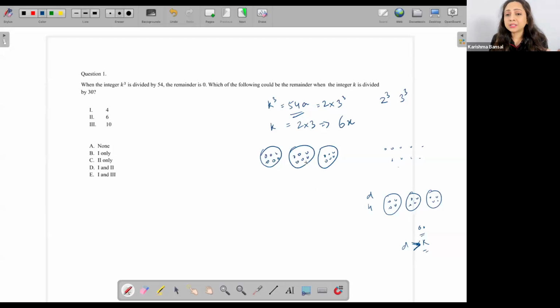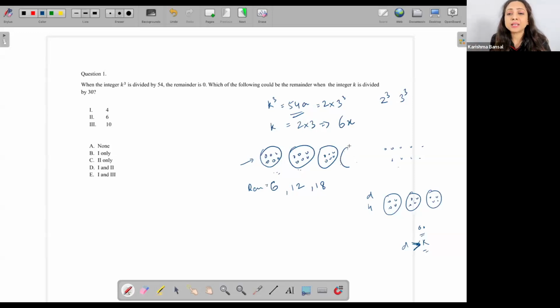When I divide k by 30, what can be my remainder? What are the possibilities? It is possible that I have only this one group of 6. I know k is divisible by 6. If I divide that by 30, my remainder in that case is going to be just 6. It is possible that I have two groups of 6. Then my remainder is going to be 12. It is possible I have three groups, so my remainder is going to be 18. It is possible that I have four groups, my remainder is going to be 24.